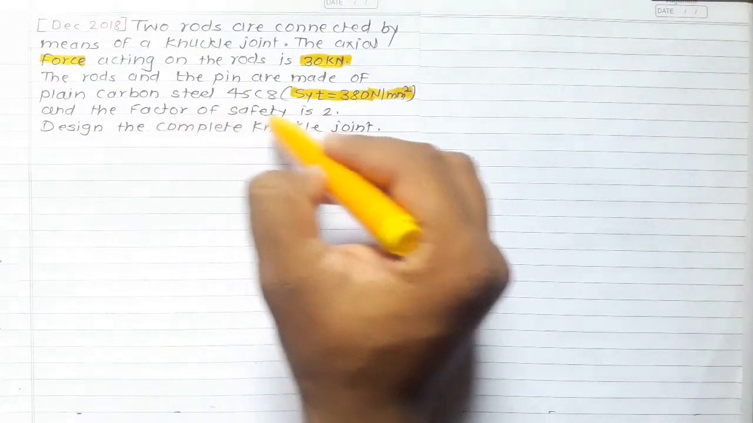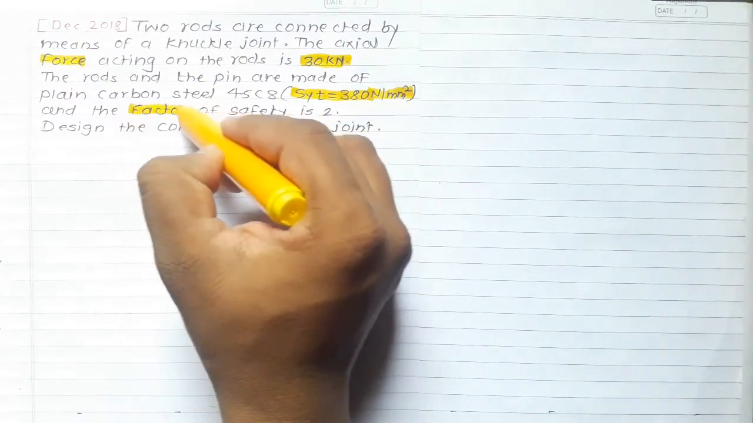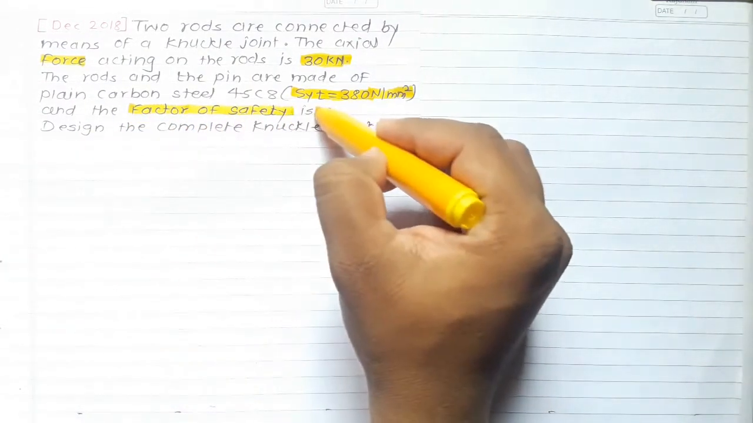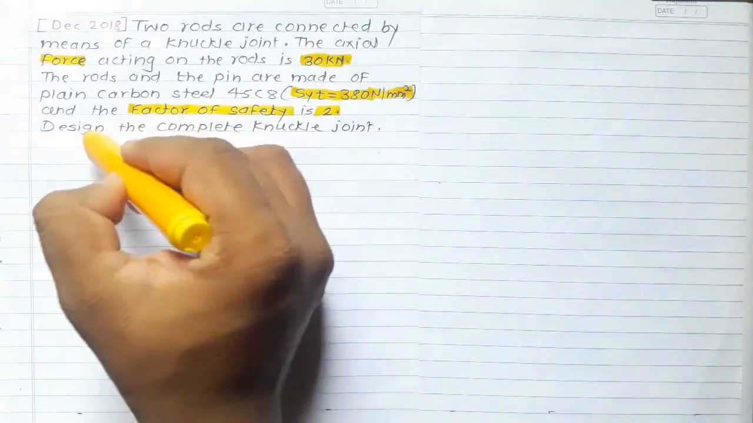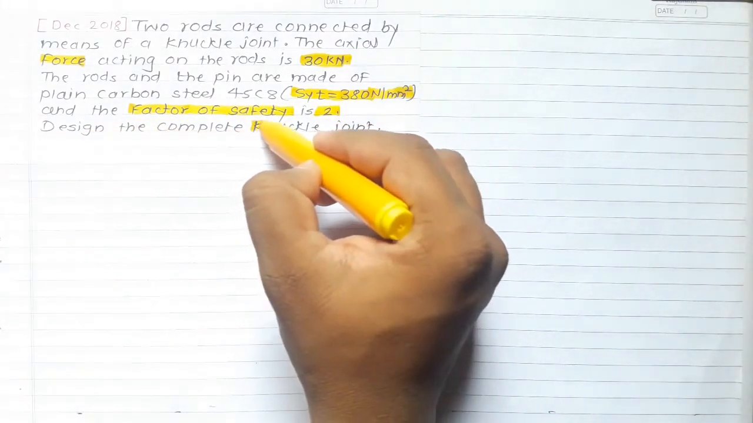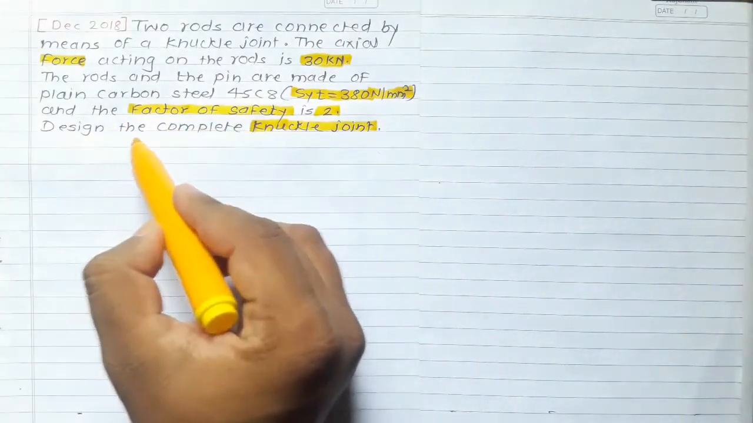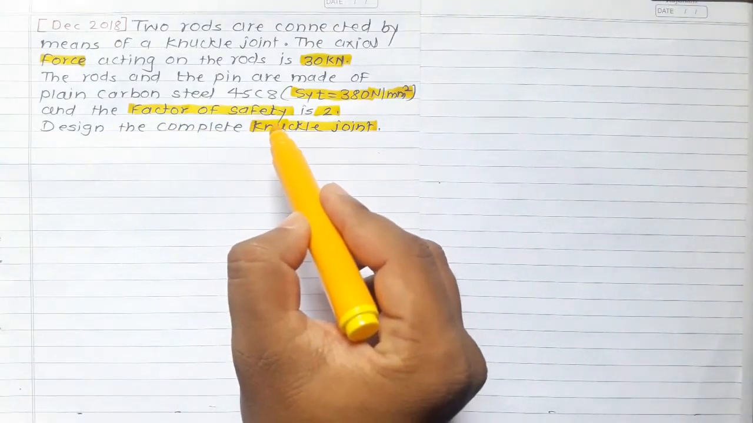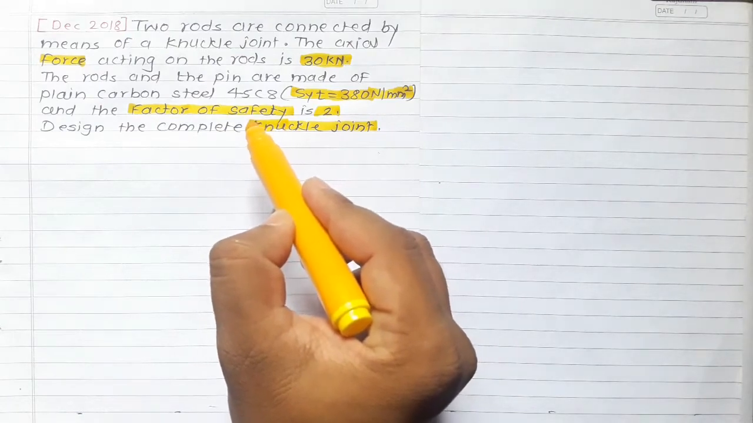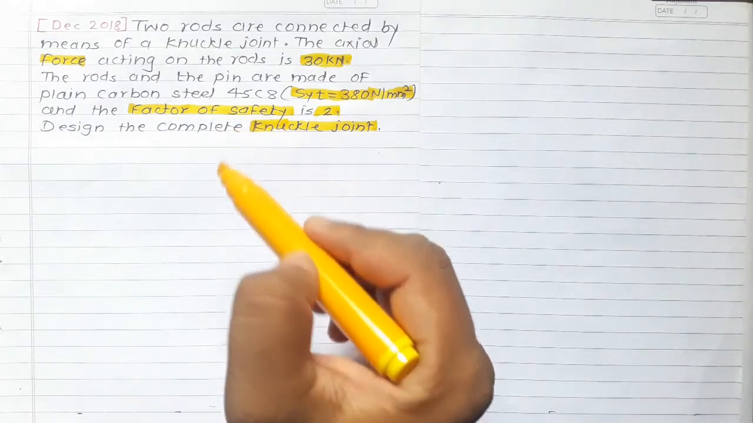Then the factor of safety is given. So this FOS is given. It is 2, and we have to calculate the complete knuckle joint. Here it is mentioned that design the complete knuckle joint. That means we have to solve all the 7 steps which are given in the design procedure of knuckle joint.